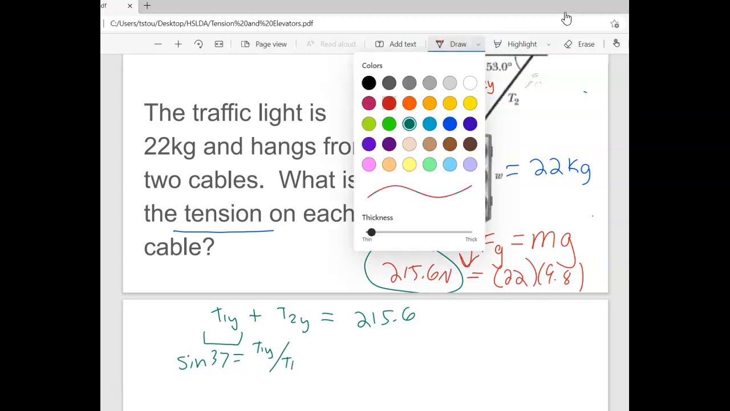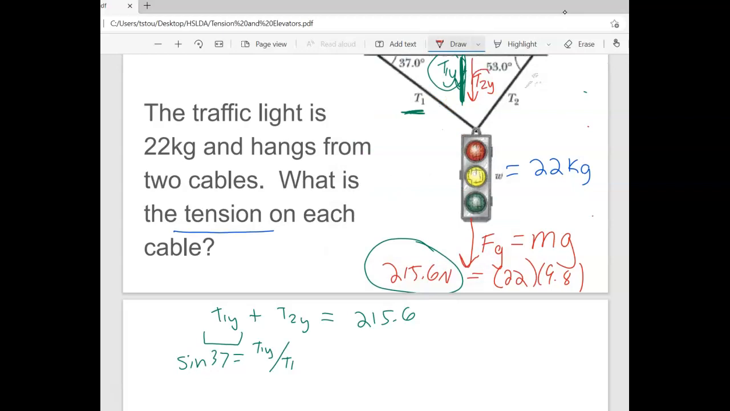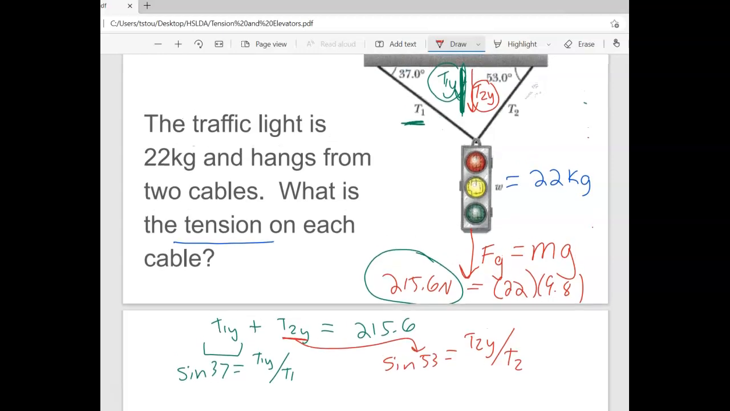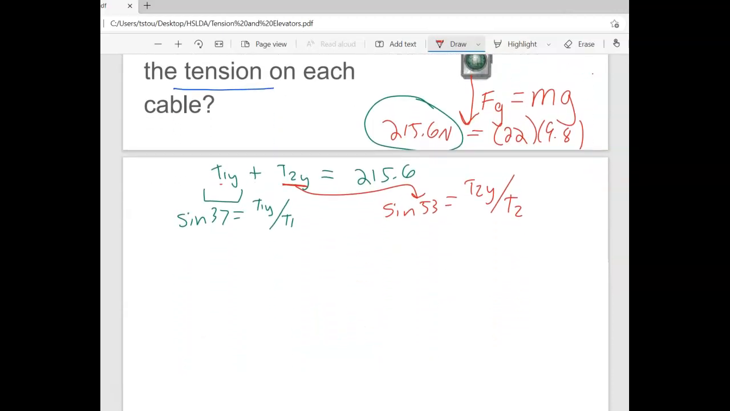In that same spirit, if I want to look at T2y, which is something else I want to do, I can look at the same sort of thing. That one is the opposite, T2y, over the hypotenuse, T2, and that will also give me the sine of the angle. In this case, it's sine 53. So this will allow me to solve for my T1y and my T2y. That's what I'm going to do next.